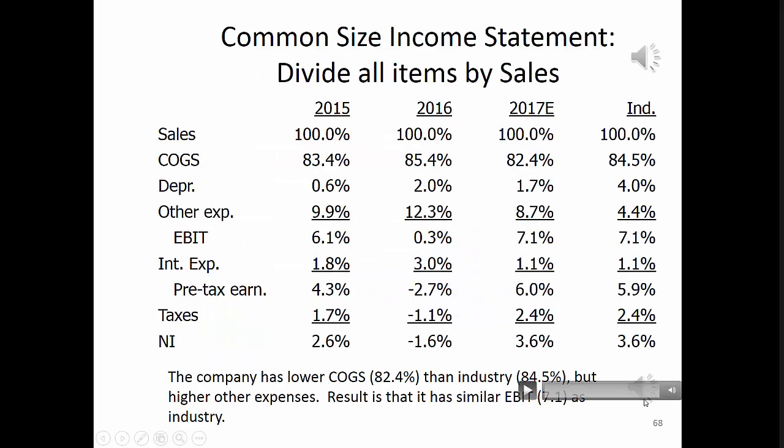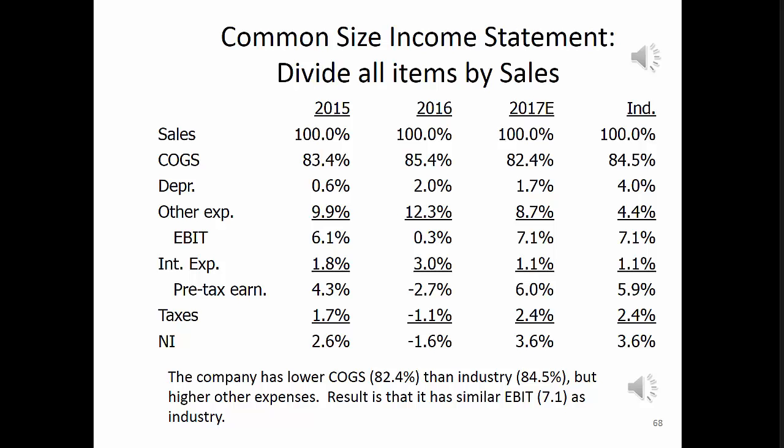If we want to common size the income statement, we want to divide everything by the amount of total sales, or say the total revenue. So each year, the sales is always 100% of its own value. And then, for example, cost of goods sold is 83.4% of total sales in 2015. And the EBIT result is about 0.3% of the total sales as of 2016.